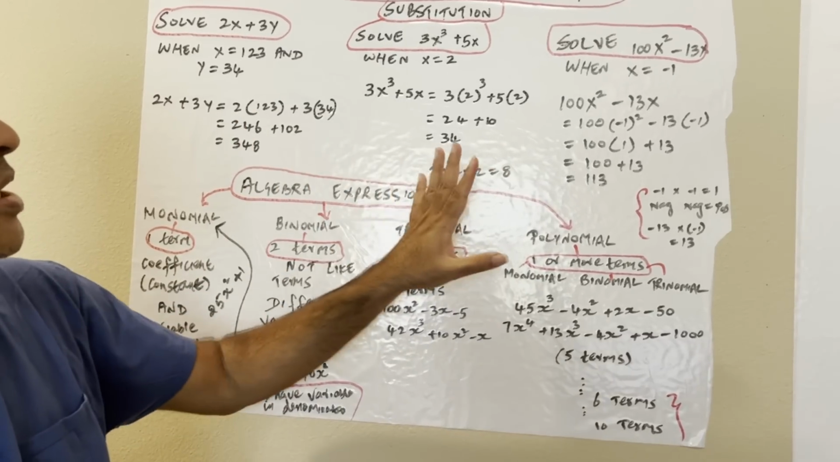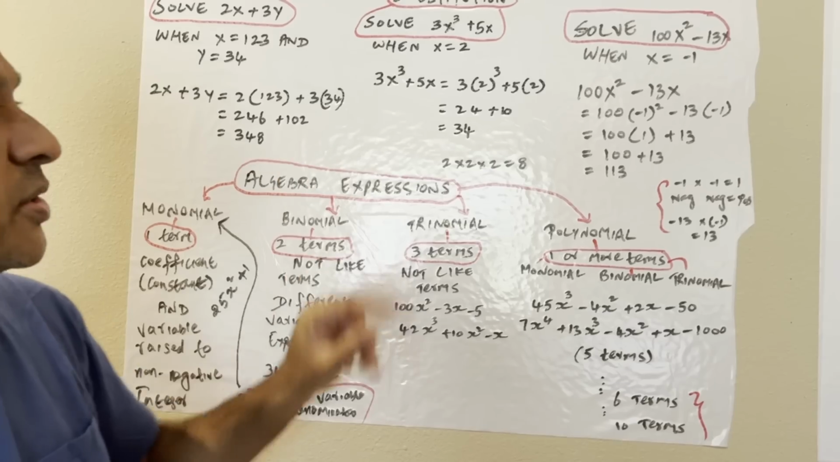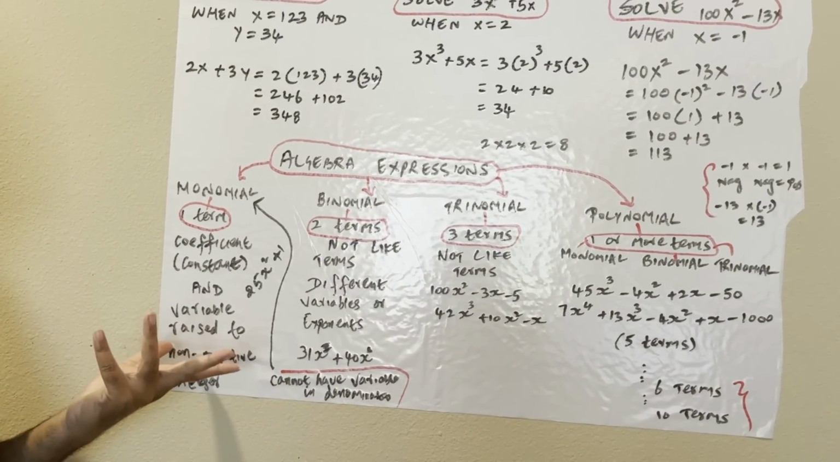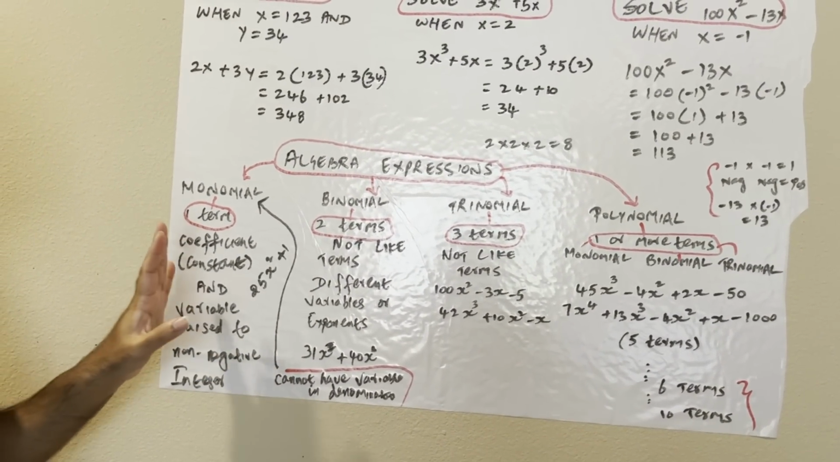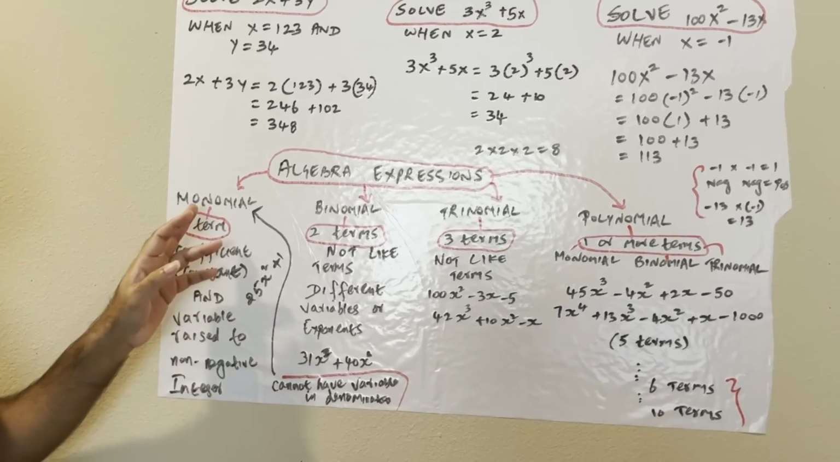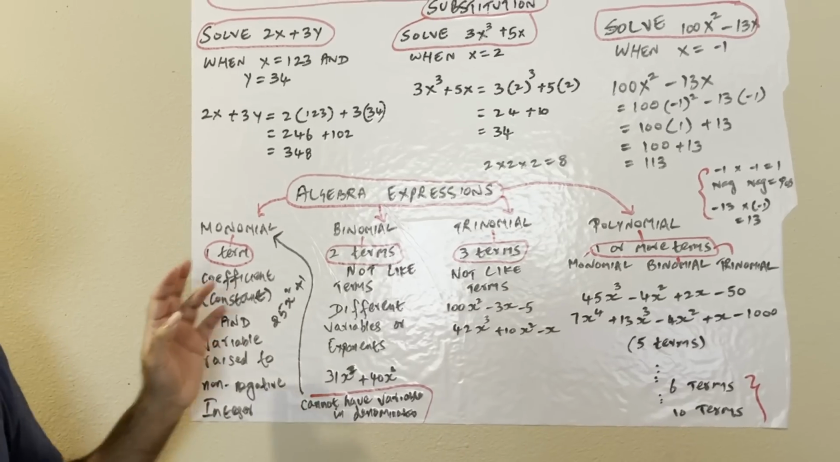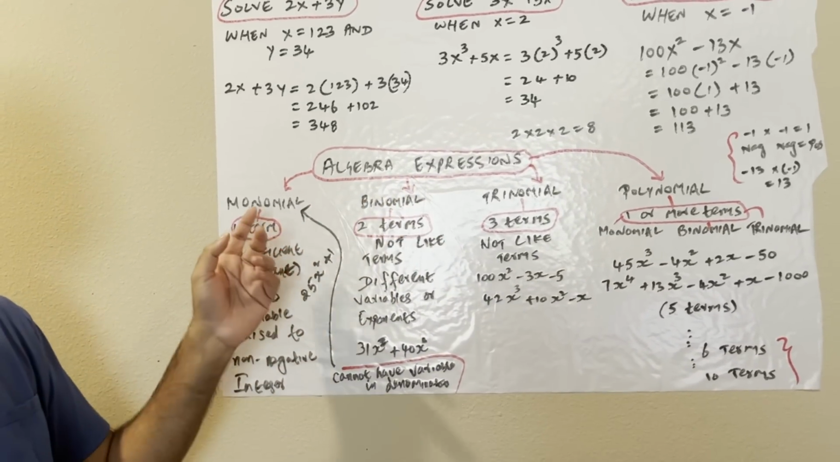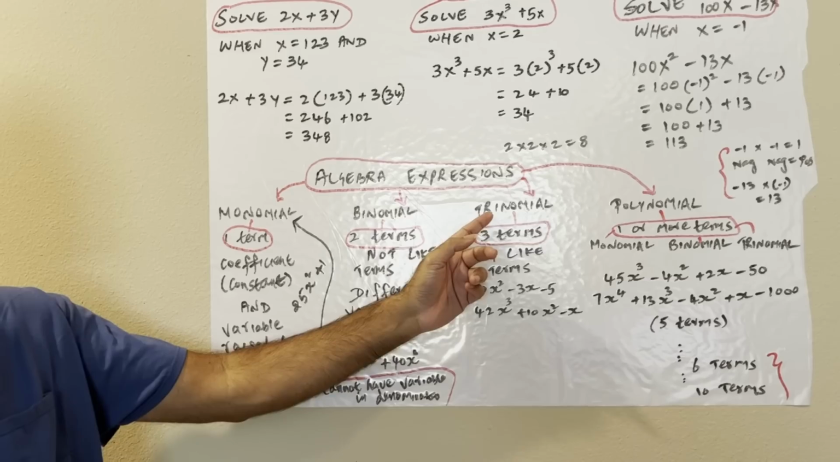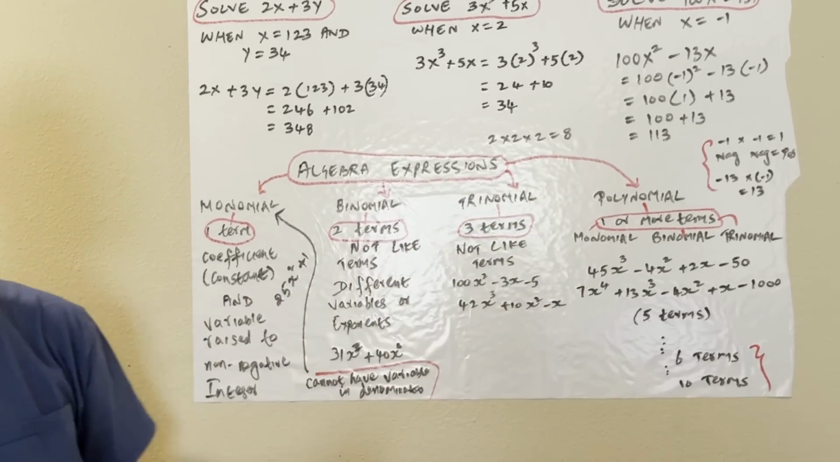So these are 3 examples of very simple equations. Let's talk about what an algebraic expression is. It's formed of constants and variables, like I said in the previous video. There are 4 types of algebraic expressions: monomial, binomial, trinomial, polynomial.